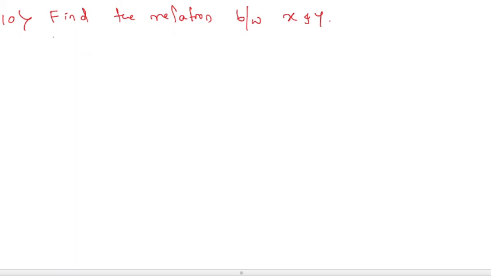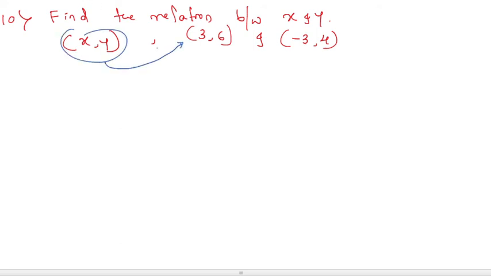Here, one point is (x, y), and the other points are (3, 6) and (-3, 4). So the condition is that the point (x, y) is equidistant from (3, 6) and (-3, 4). This point is equidistant from this one and also from this one. Okay, let us consider.